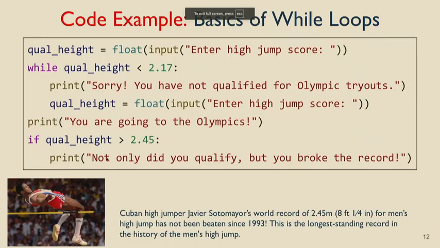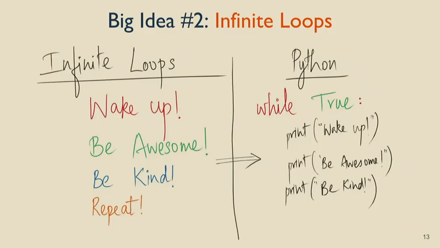In this example, we also had a little if statement at the end, right? Where if your qualifying height broke the record, you can say not only did you qualify, but you broke the record. Okay? And this if statement is outside of the while loop, right? So as soon as you qualify for the Olympics, they just double check. If you're over 2.45, which is the current record, the longest standing record in the history of the sport, then you could just print that out. Not only did you qualify, but you broke the record. Ella broke the record. Congratulations, Ella. Incredible jumping.